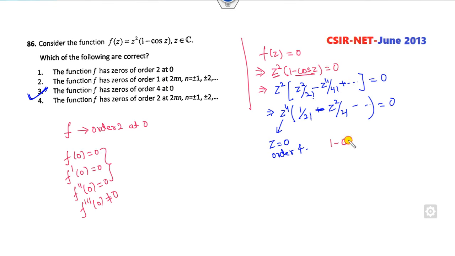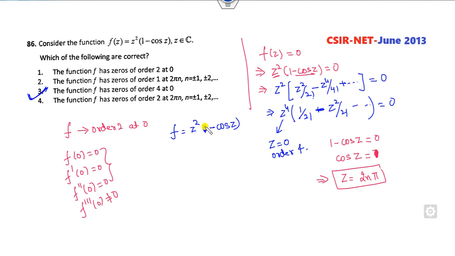Now I can write this number as 0. Cos z is my 0. Sorry, cos z is my 1. So cos z will be 1 when z will be 2nπ. Fine. Now 2nπ is of order 1 or 2, so I can check it. This is my 1 minus cos z.